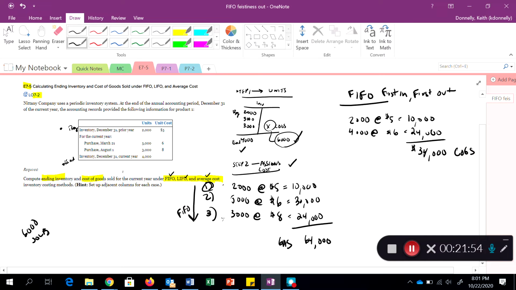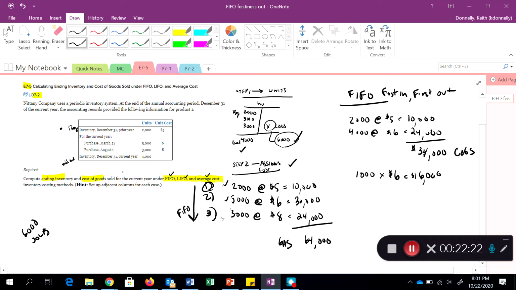So we took 2,000 from here and then 4,000 from the second place. That's cost of goods sold. Now we have to figure out our ending inventory. So if we took 4,000 from here, that means we have 1,000 left. So 1,000 left there at $6 per unit. So that's going to be 6,000.